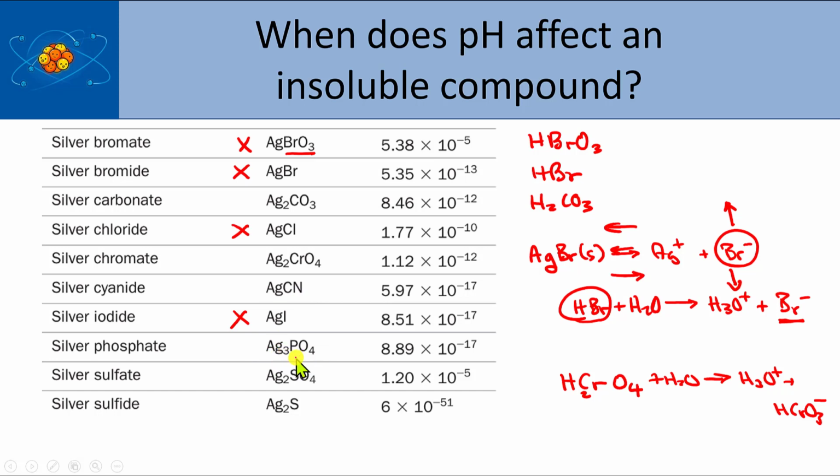This one will be pH dependent because phosphoric acid is a weak acid. Sulfuric acid is strong, but this is what I was getting at. The first ionization is strong and not the second. And then H2S, it's called hydrosulfuric acid, is a weak acid, and so this one would be pH dependent. So let's look a little bit at how they're pH dependent.